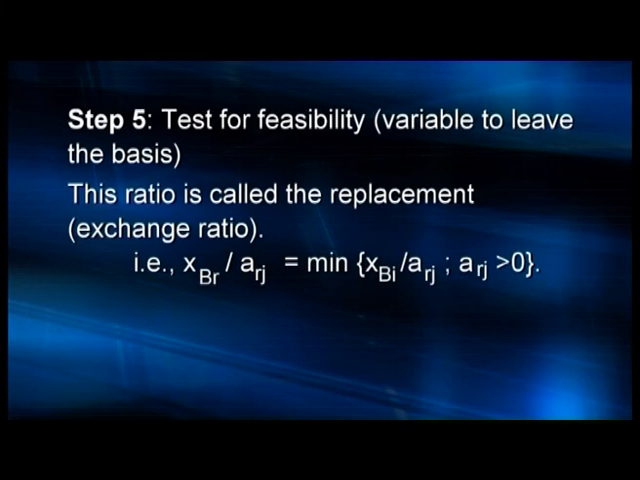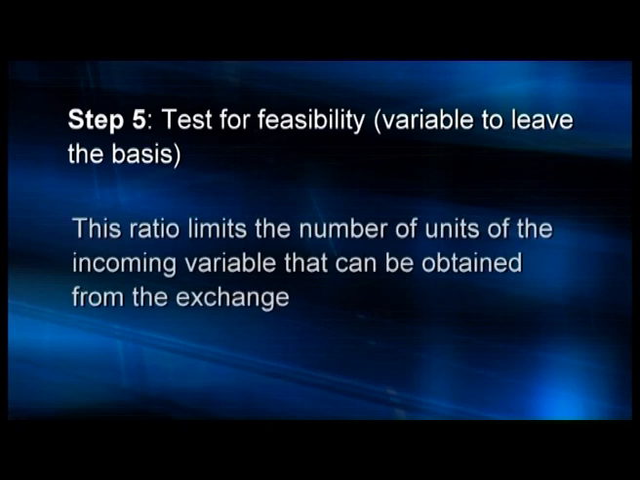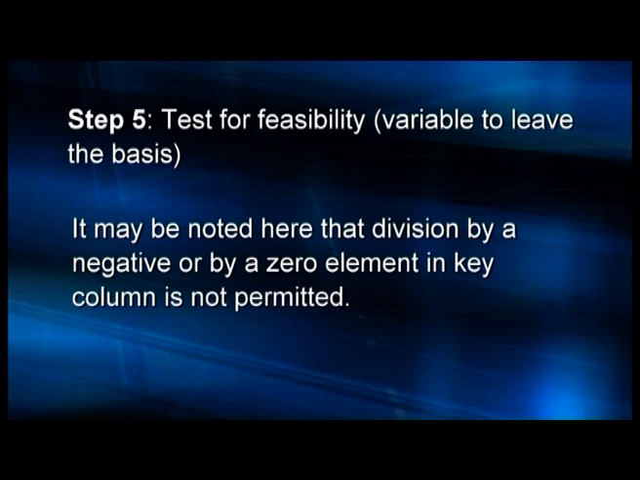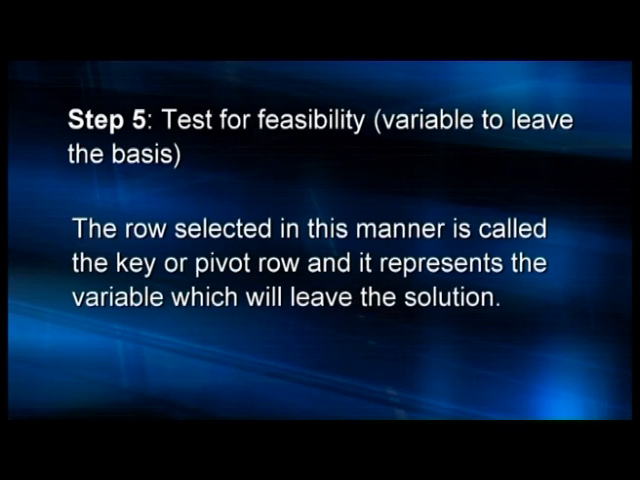This ratio is called the replacement or exchange ratio, that is XBr by Arj equal to the minimum of XBi by Aij, where Aij is greater than 0. This ratio limits the number of units of the incoming variable that can be obtained from the exchange. It may be noted here that division by a negative or by a 0 element in the key column is not permitted. The row selected in this manner is called the key or pivot row, and it represents the variable which will leave the solution.